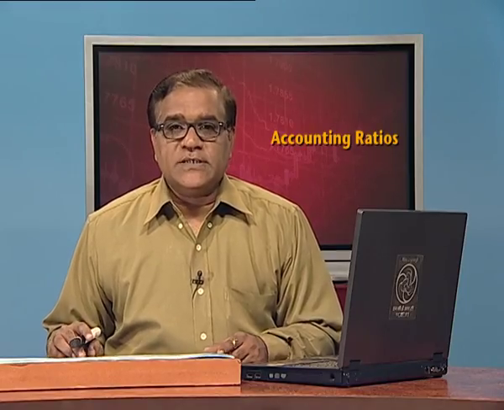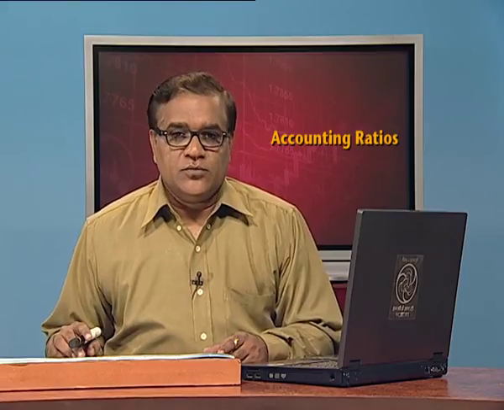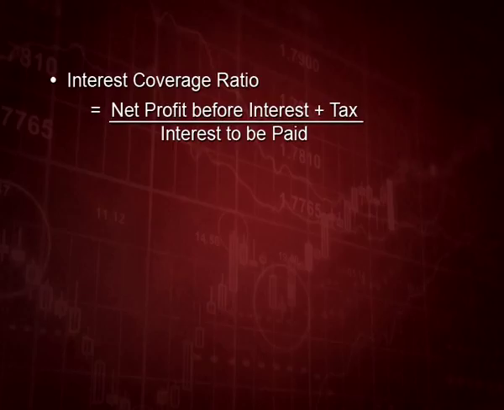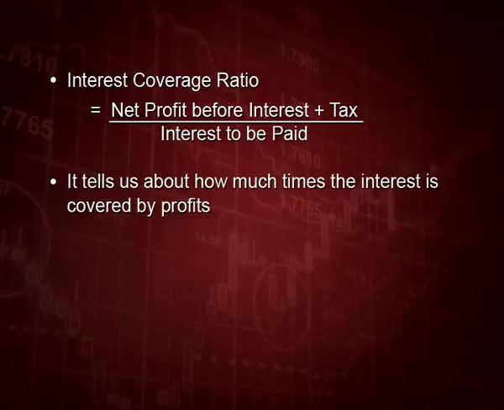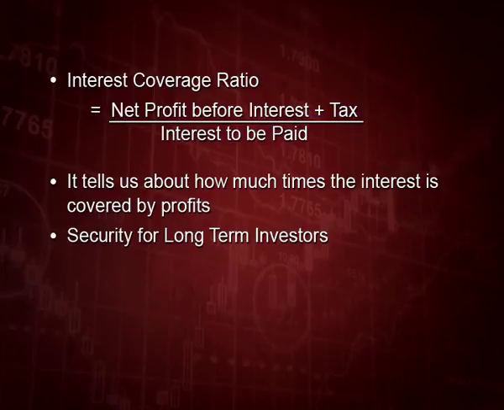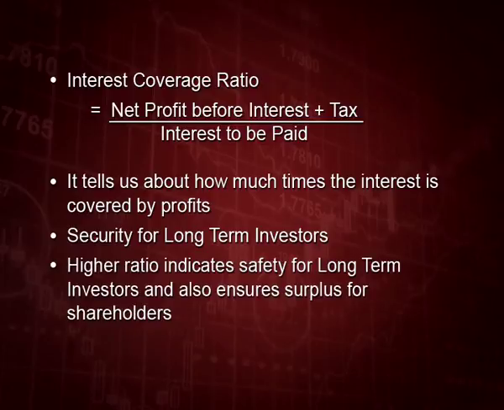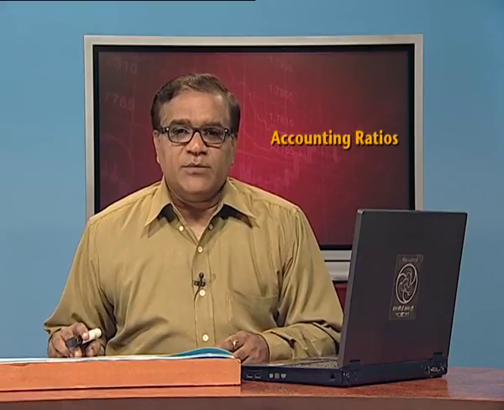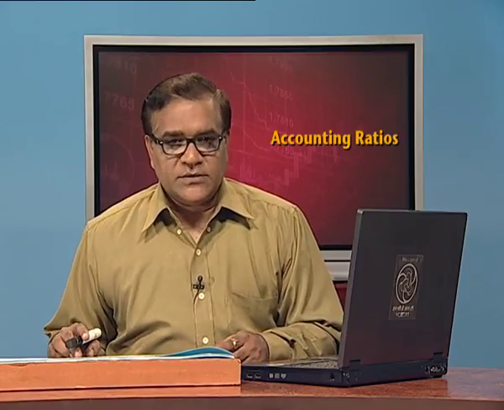The last ratio under this section is interest coverage ratio. The formula is net profit before interest and tax divided by interest to be paid on debentures and long term loans. Now, this ratio tells us how many times the interest is covered by the profits. It is a security for long term investors. Higher ratio will always indicate safety for long term investor, and it will also ensure that there is enough surplus left for the shareholders. Now, let us understand the above ratios by attempting few questions.